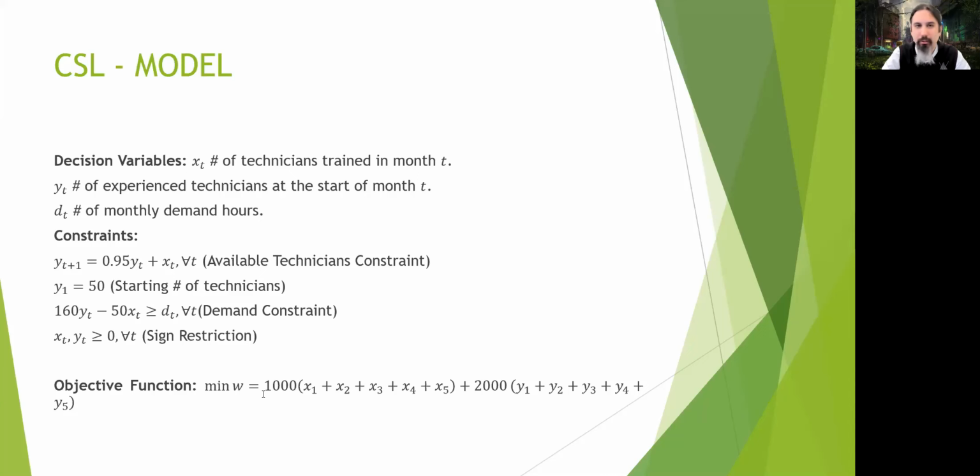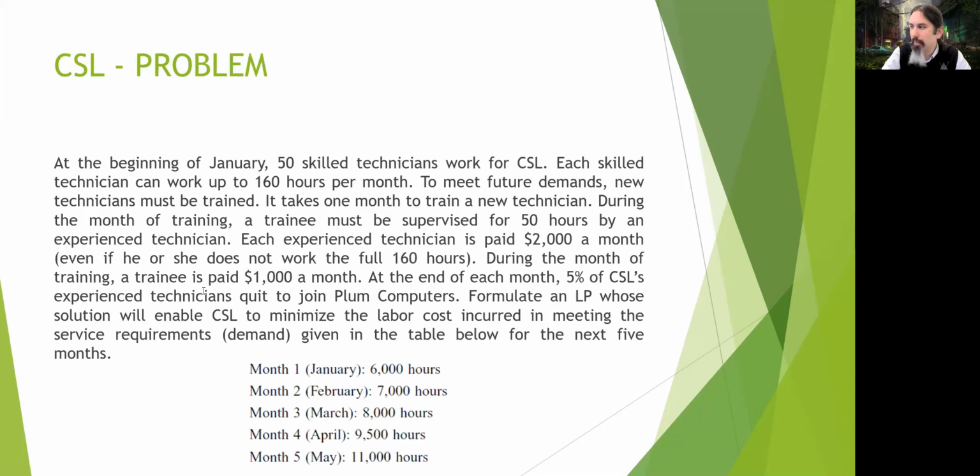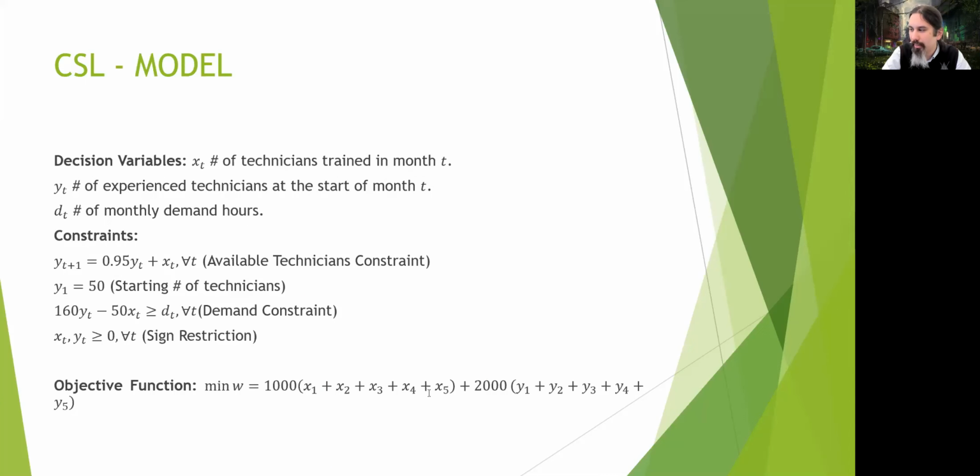So if you take a look over here, let's go back. My costs are my wages, paying 1,000 per month to newbies and 2,000 per month to pros, experienced technicians. So these are all the newbies and these are all the experienced technicians. I'm just trying to minimize this wage total, this salary total.